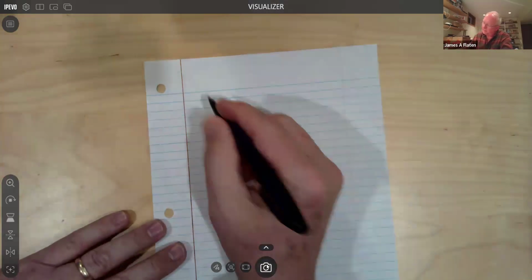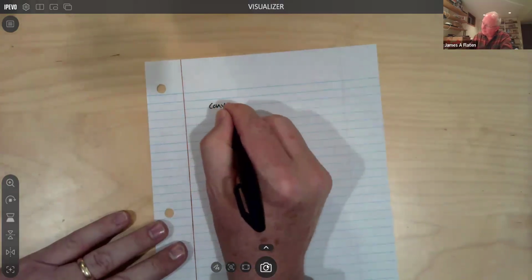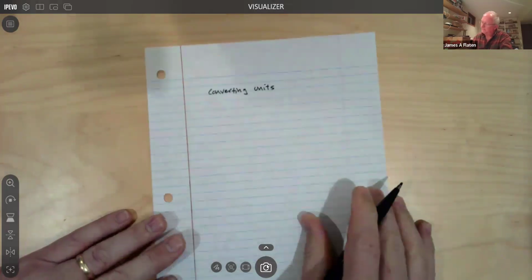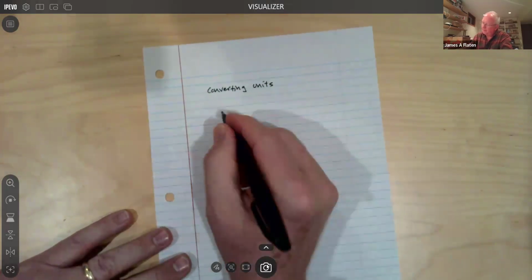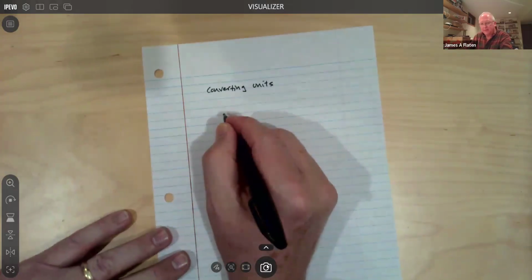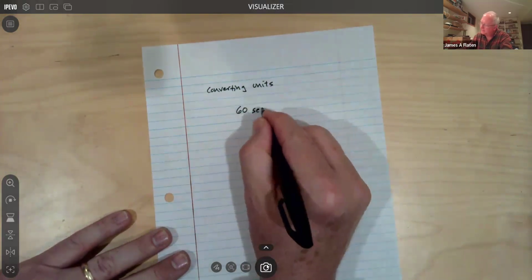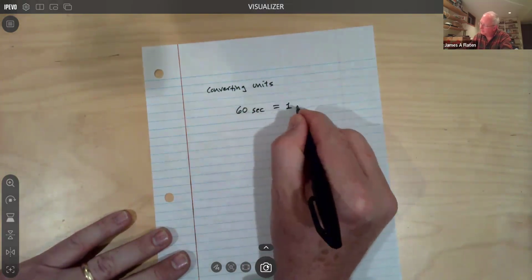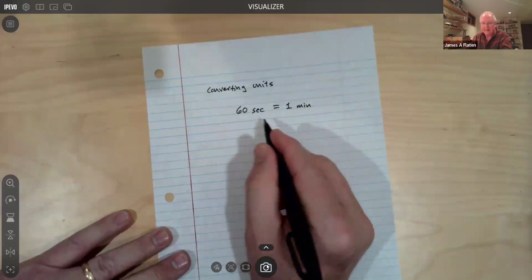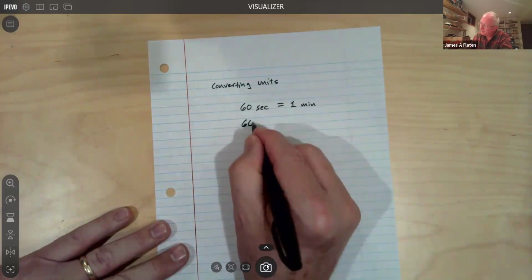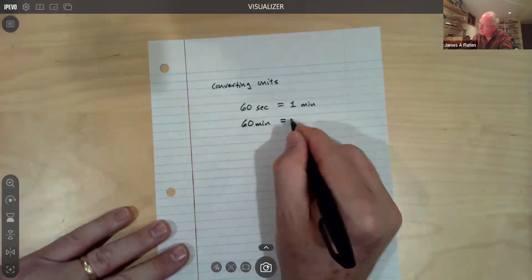So I'm going to call this converting units. Okay. And so the key to converting units is you have to know the equivalency. So for instance, I know that there are 60 seconds in 1 minute. So apparently 60 seconds is the same thing as 1 minute. And I know that there are 60 minutes in 1 hour.